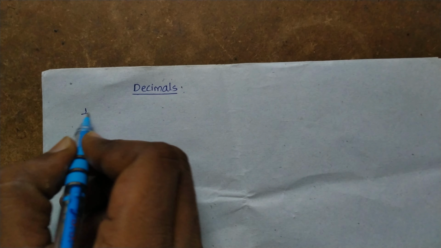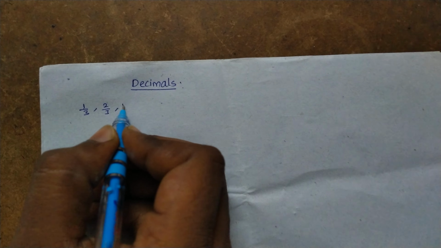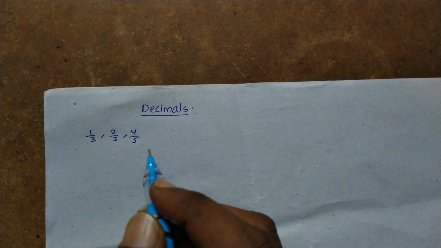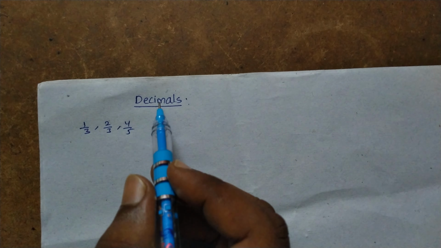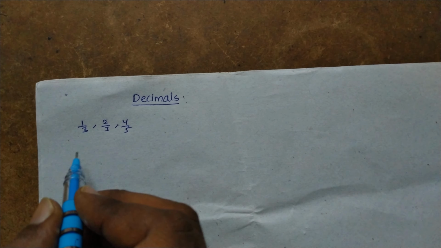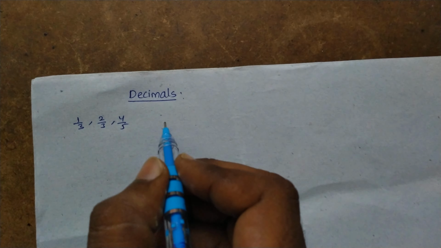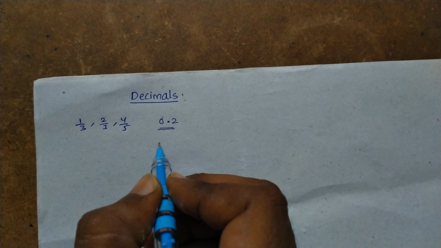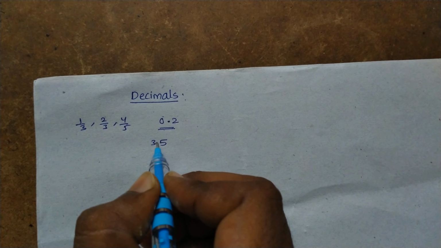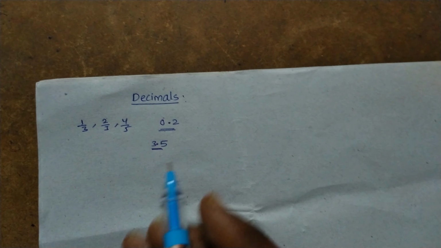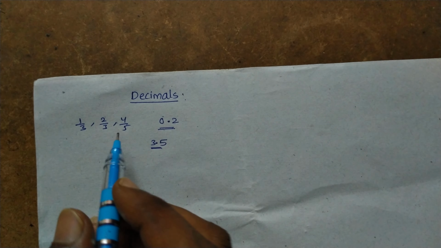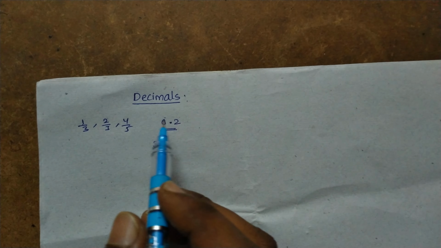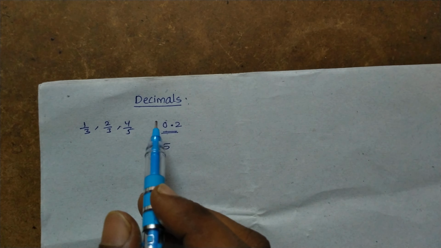So we have already seen rational numbers, right? So 1 by 3, 2 by 3, 4 by 5, all these are called rational numbers, which are in the form of p by q. Decimals are nothing but representing it in the dot format. Suppose 0.2, it is a decimal, and 3.5, it is a decimal. So if you are representing any rational number in the form of decimals, that means in the form of dot values, then that is called decimals.